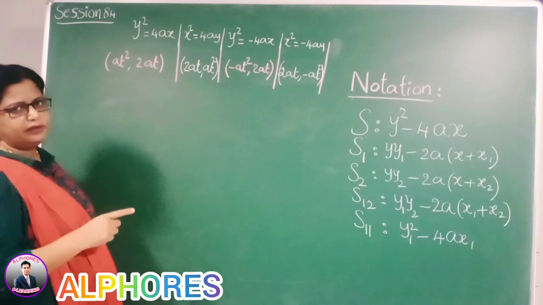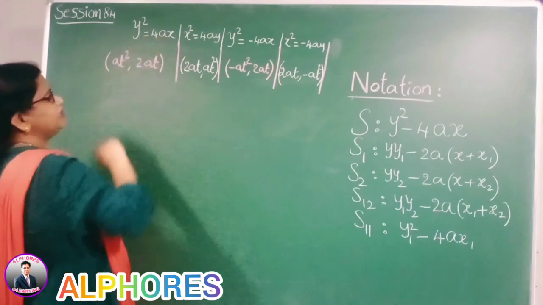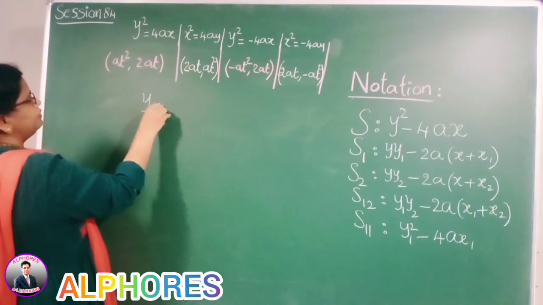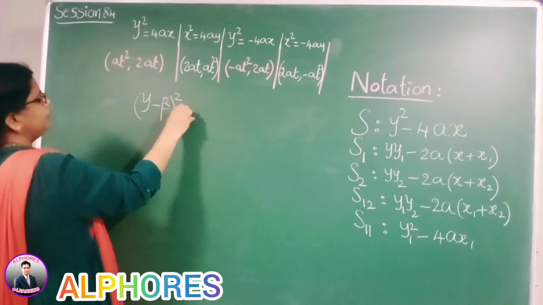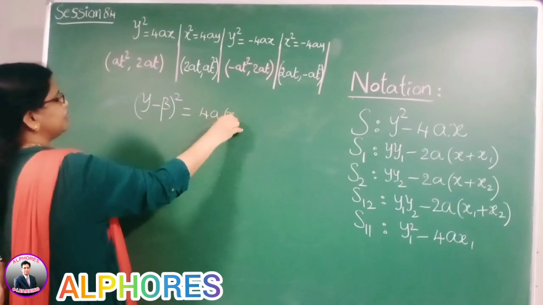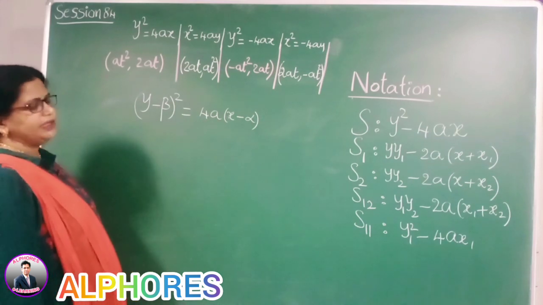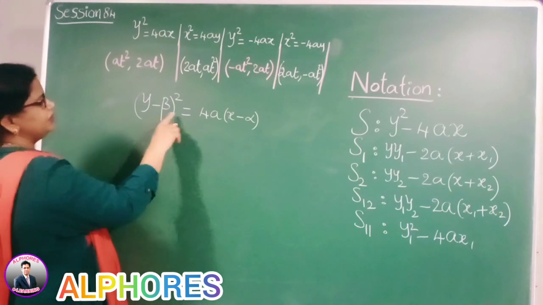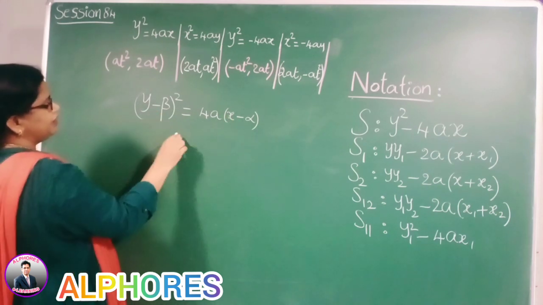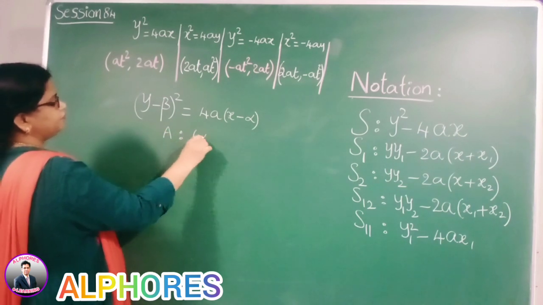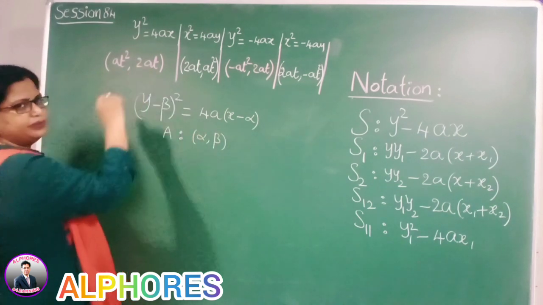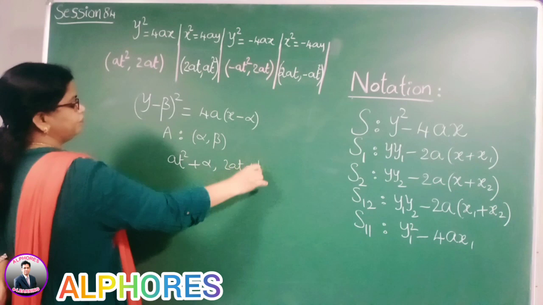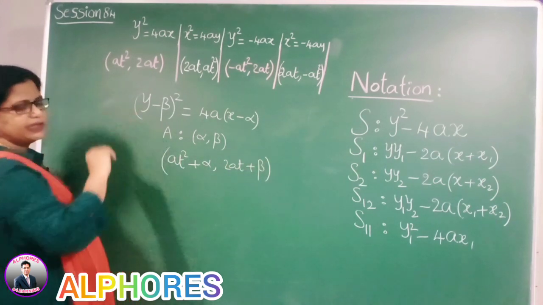Suppose we are having the parabola where the origin is shifted to any other point (alpha, beta). That means you are having the equation (y minus beta) whole square equal to 4a into (x minus alpha), right? Suppose the equation is like this. Then this is our parametric form (at square, 2at), whereas in this form the vertex is nothing but (alpha, beta). Therefore simply you have to add these alpha, beta values to this one, that is (at square plus alpha, 2at plus beta). These are our parametric coordinates for this kind of parabola.